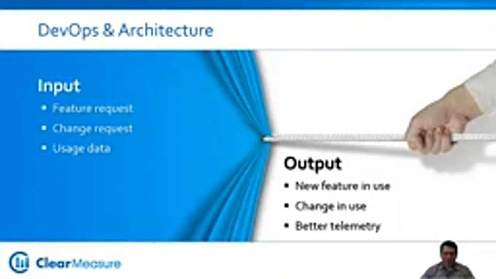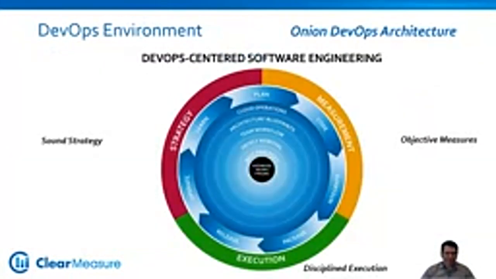So the input of that system is a feature request, a change request, or usage data about how your customers are currently using the software, and you get an idea for how to change it. The output of this system is a new feature that you can use, it's a change that's in use, or it's better telemetry. It's better observability of the system so that you can know how successful it's being, all right? I can get to the next slide here.